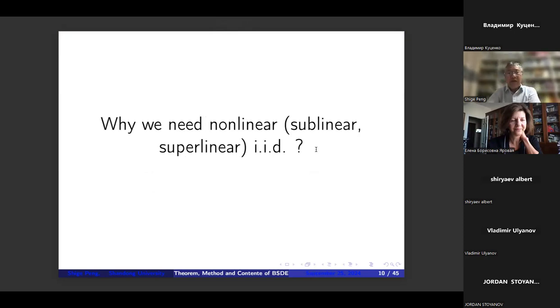So another question is why we need the nonlinear.